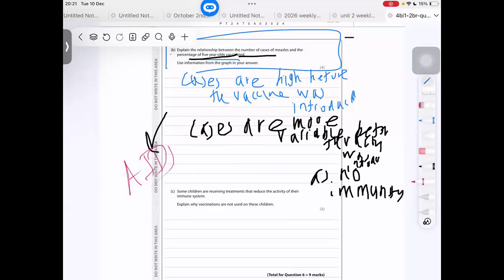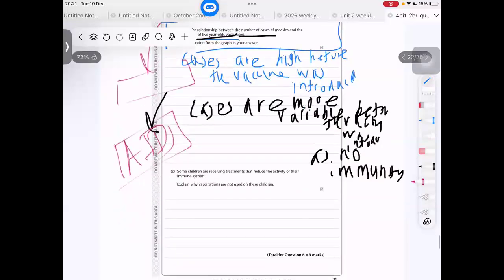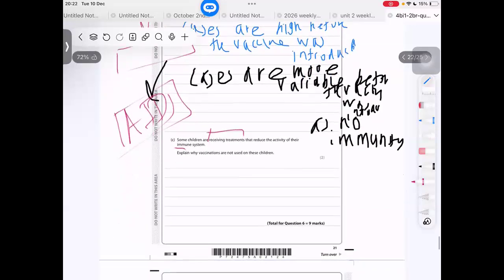And this is just one example of a disease. Sometimes it's due to different medications. For example, if someone is having cancer, that patient is taking medications. Due to those medications, their immune system is weakened, so they can get other diseases as well. So some children receiving treatments have reduced immune system activity. If we vaccinate them, it's going to be quite dangerous.